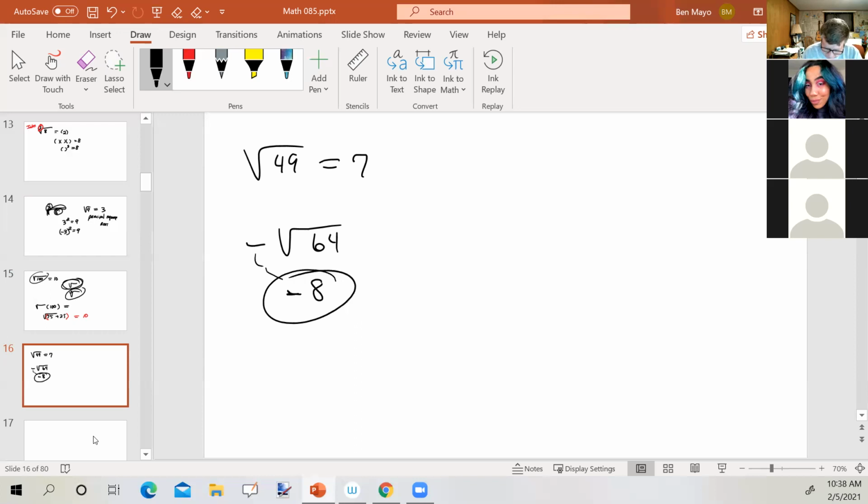Okay, now, let's say I've got the square root of -49. You can't take the square root of a negative number and get a real answer. So this is not real. In fact, you can't take an even root, whether it's the square root or the 4th root or the 6th root or the 8th root. You can't take an even root of a negative number and get a real number answer.